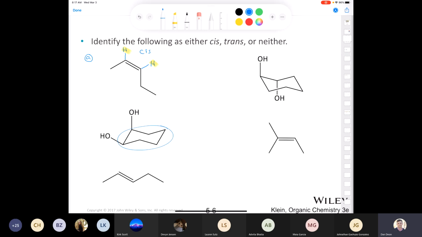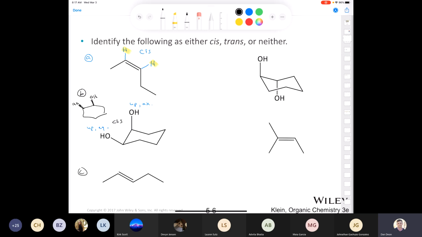Here we have a cyclohexane derivative. We've got a hydroxyl that's pointing up and axial here, and a hydroxyl here that's pointing up and equatorial. If you were to draw that molecule in two dimensions, you would draw this, put one of them pointing up, and put the other one pointing up like this. And so this molecule is a cis molecule. We call that B. What about C?